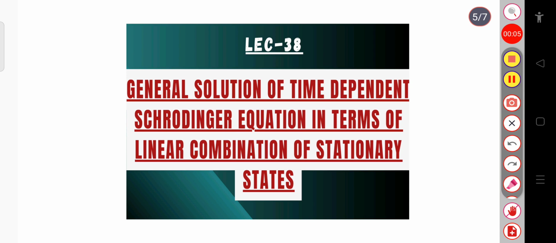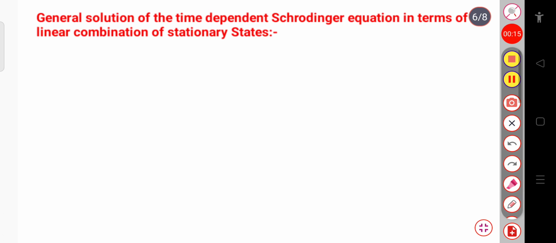In this part we will see the general solution to the time dependent Schrodinger equation in terms of the linear combination of the stationary states. So now let us start our topic. So here we will consider first the time dependent Schrodinger equation.